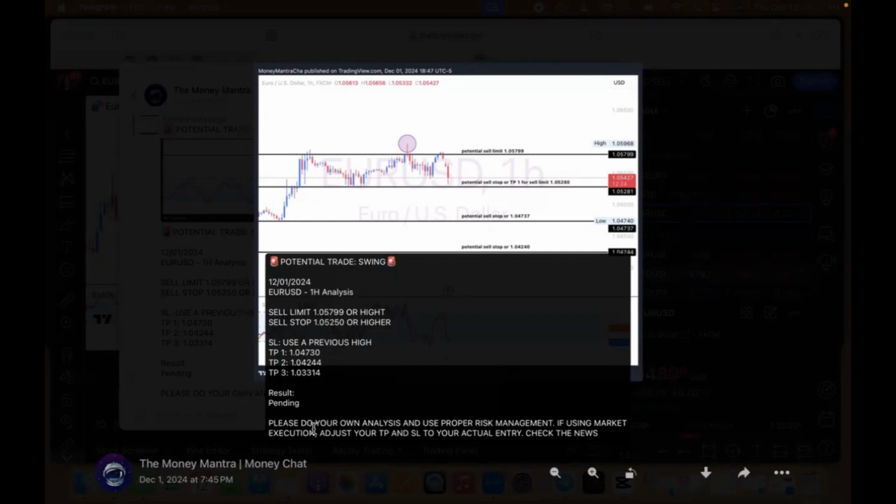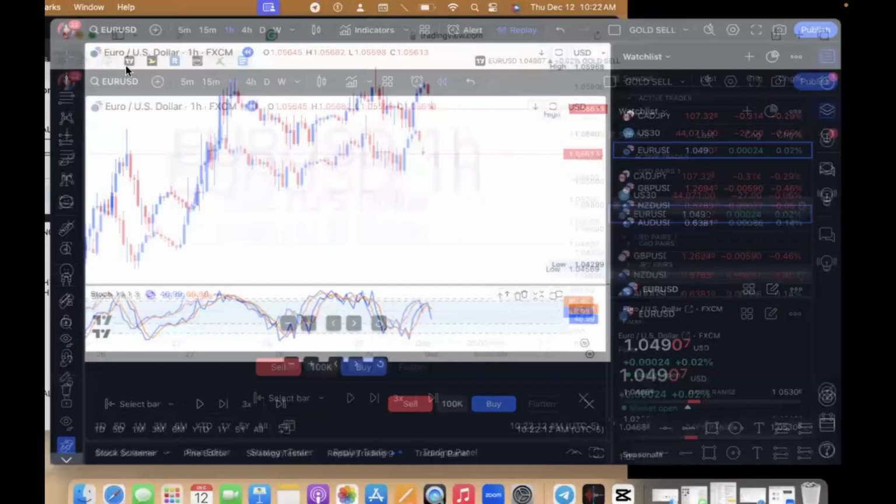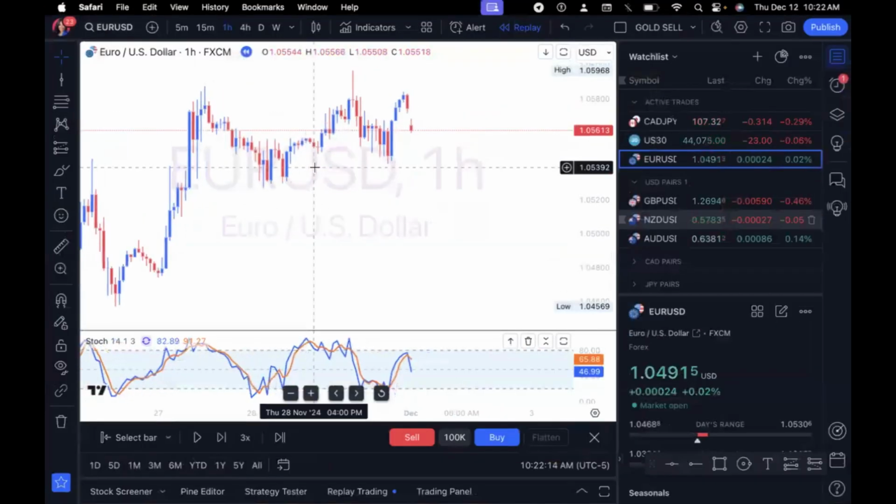As always, I encourage them to do their own analysis, and I encourage you as well. Use proper risk management, and if you do choose to do market execution for any trade, especially if you are taking trade ideas from other people, make sure that you adjust your take profit and stop loss to your actual entry. So we're going to head over to TradingView and we're going to see how this trade played out.